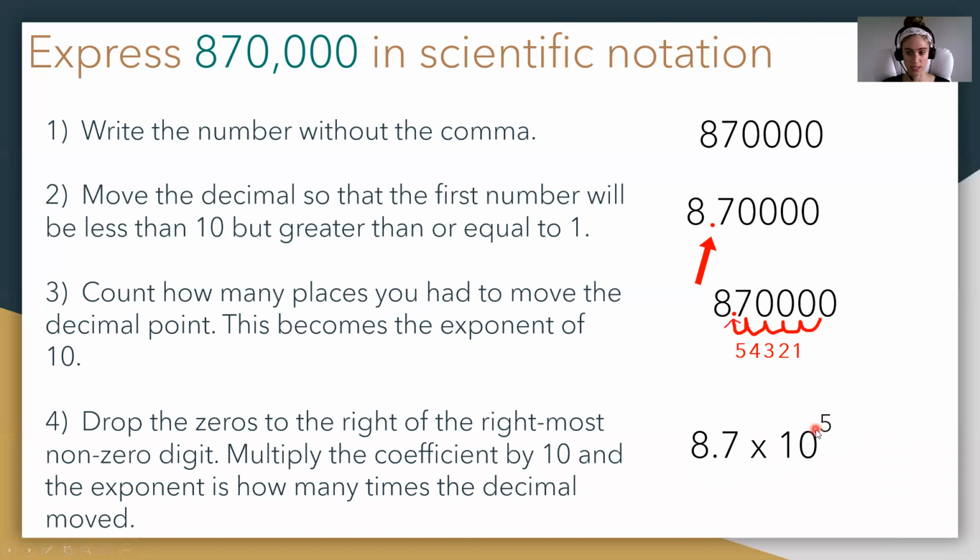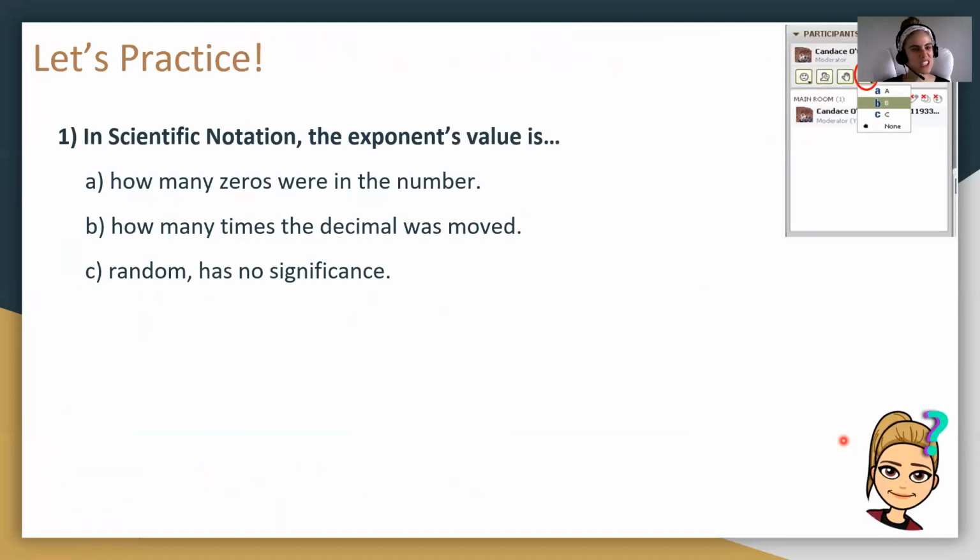Another fun little fact is this 5 is a positive number. By noticing that it's a positive number, that tells me 2 things. That tells me that I started off with a really, really large number and had to move my decimal point to the left. So the exponent, since it's positive, tells me the direction I moved the decimal, that it was a really, really large number to begin with, and how many places I moved that decimal.